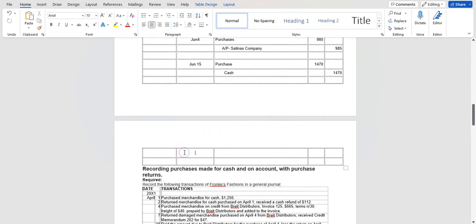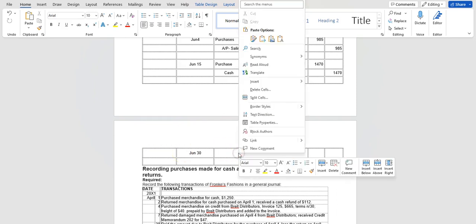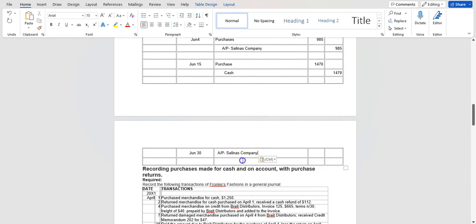So what we're going to do is at June 30, we're going to go and we're going to record it to our accounts payable. And it's $9.85. And we're going to go and credit our cash for the $9.85 as well. Alrighty, so that completes that journal entry. So what we're going to do next is we're going to move to the next problem.